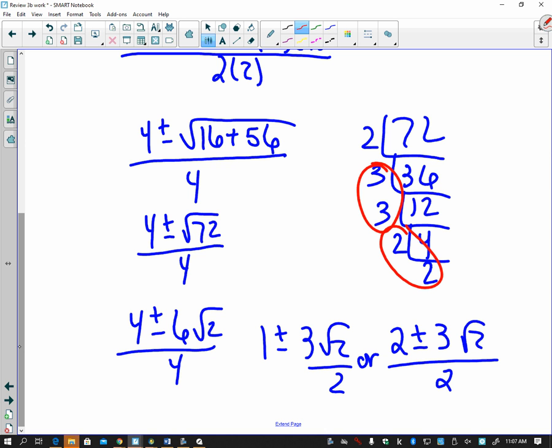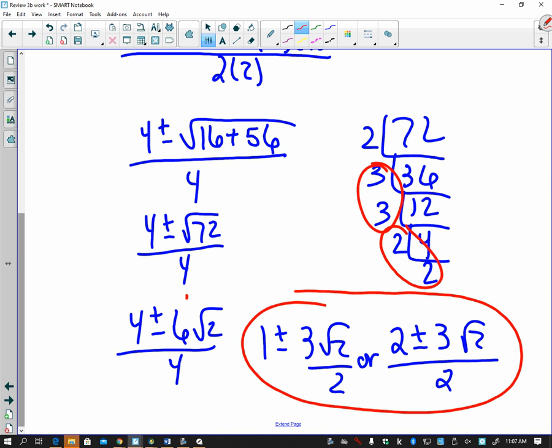Six fourths simplifies to be 3 halves. When you divide both 6 and 4 by 2, 6 divided by 2 is 3. 4 divided by 2 is 2. Questions? So completing the square, quadratic formula, spent a whole lot of time for a question, you guys.